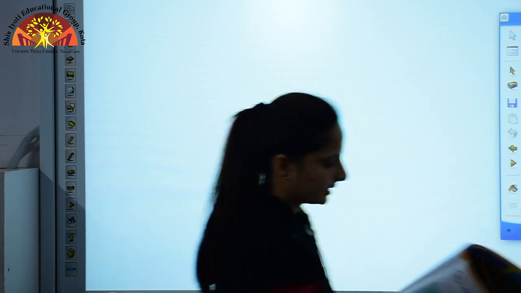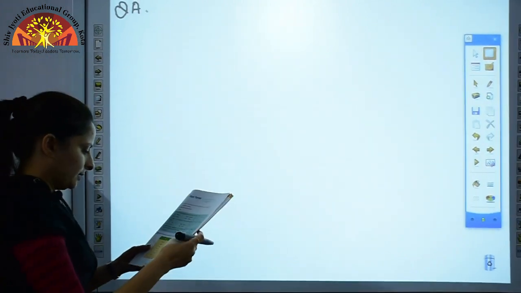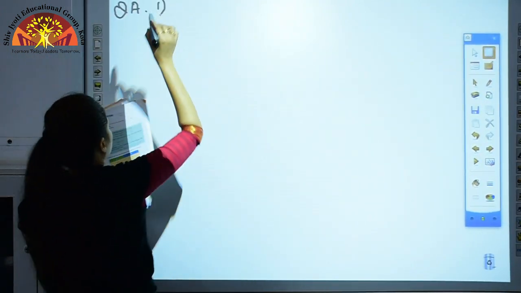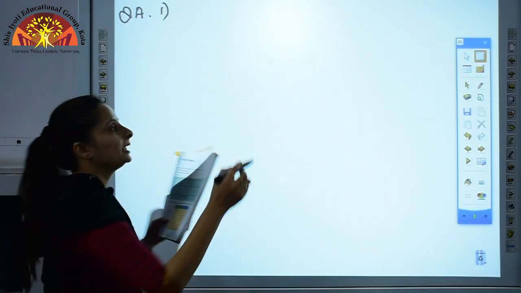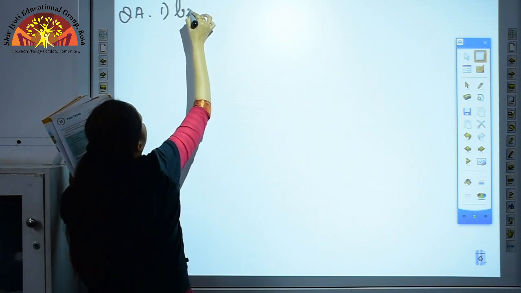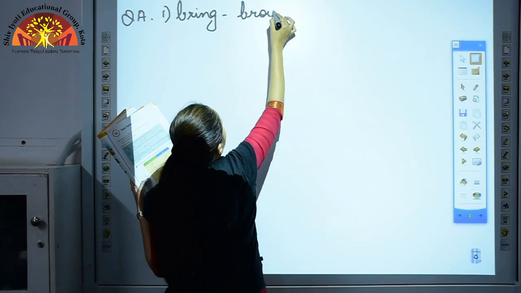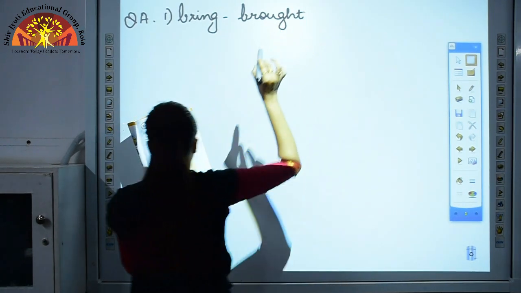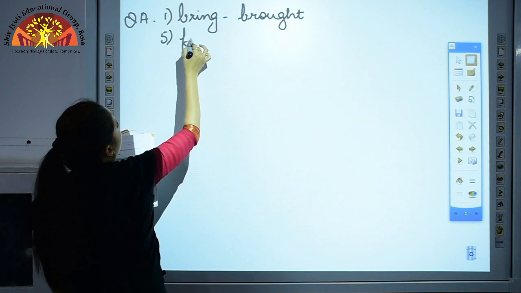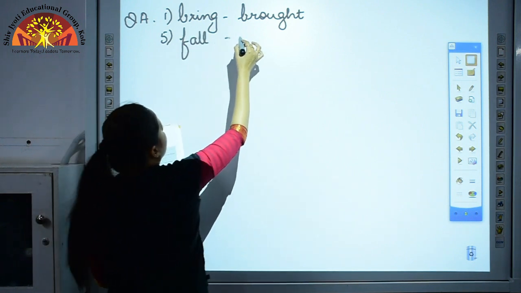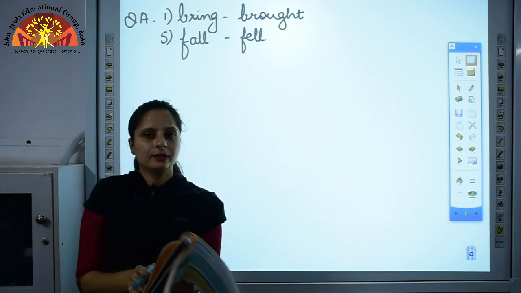Now I will discuss exercise A with you all. I will discuss the first one. What will be the past of the verb bring? It will be brought. The past of bring will be brought. Now I will discuss the fifth one with you all. Past tense of fall. It will be fell. Rest you can try yourself and check from the PDF.